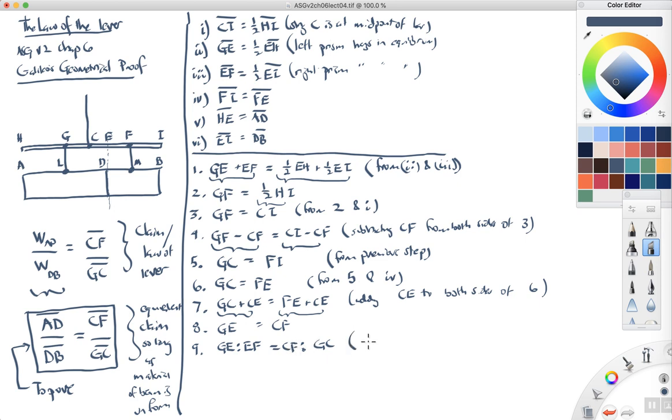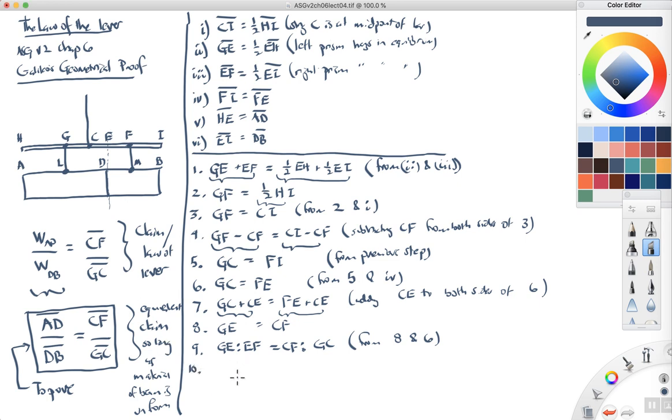This follows from the previous step, that is from 8, and also step 6. Okay, so you take GE and divide it by FE or EF, and that's the same thing as taking CF and dividing by GC. So you're really combining 6 and 8. Okay, and what we're doing here is we're saying this length GE is to that length EF in the same ratio as CF is to GC.